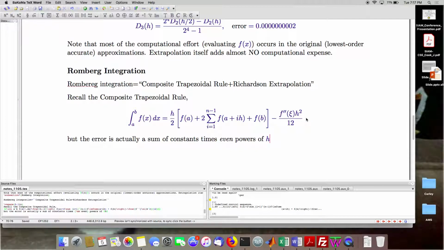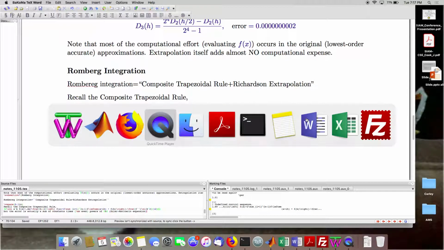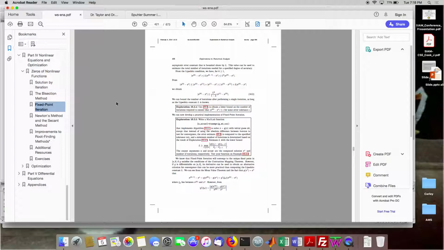Now, where that comes from, unfortunately, there isn't time to go through it here, and actually, the complexity would make you all want to pull your hair out. But if you really want to, it is in section 7.5. It's called the Euler-Maclaurin expansion. And I'll show you what that looks like really quick.